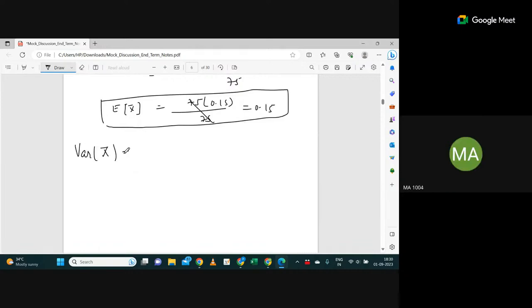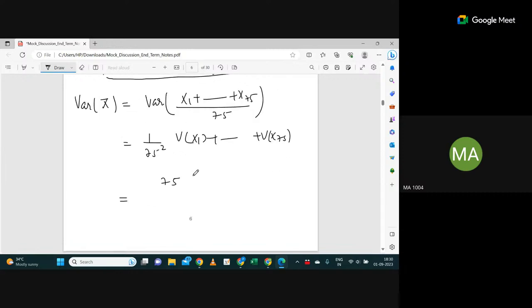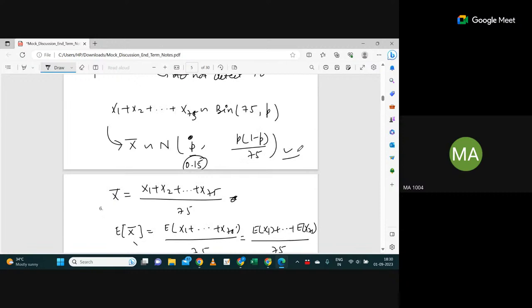Okay. What about the variance of x bar? Variance of x1 plus up to x75 divided by 75, so it will be 1 by 75 squared. Since all are IID, it will be the variance of x1 plus up to the variance of x75. So I can write 75 times the variance of x divided by 75 squared. This will cancel and I get the variance of x, which is p into 1 minus p, because it's a Bernoulli. That means 0.15 into 0.85 divided by 75, right? The same thing I have written in general. Is this clear? Yes, sir.